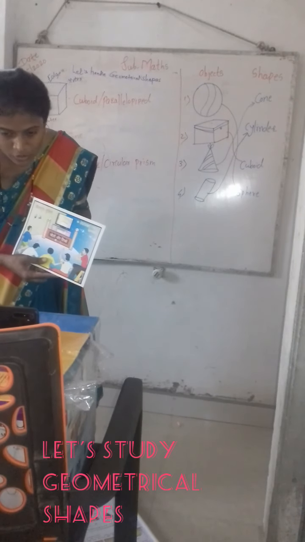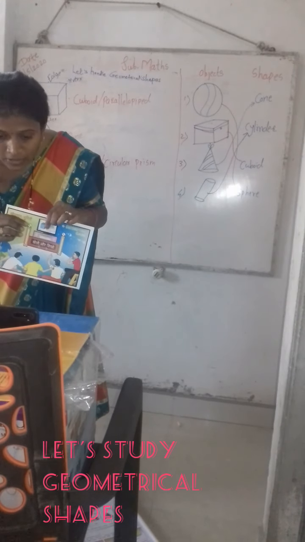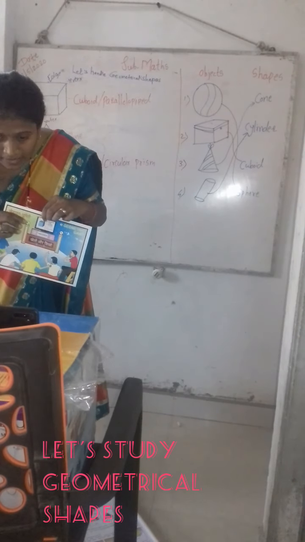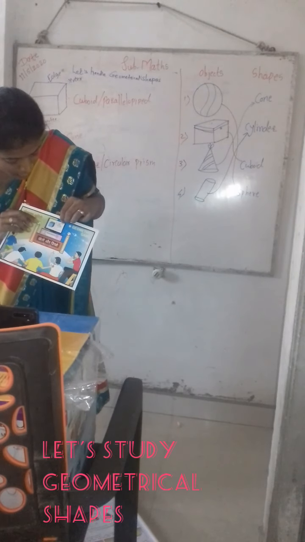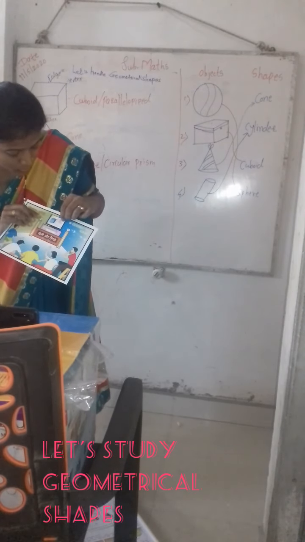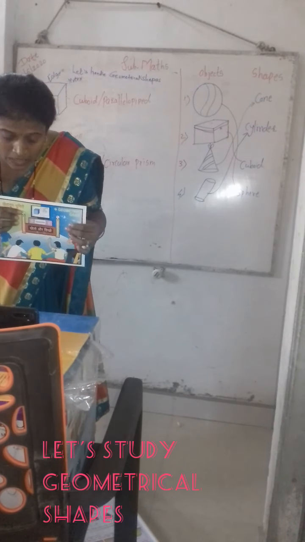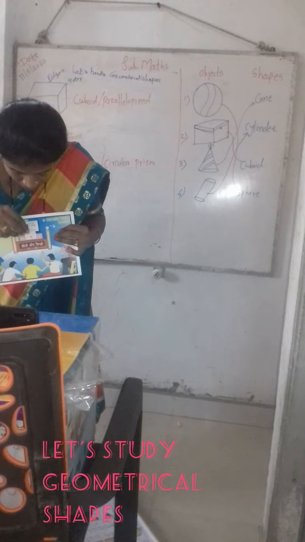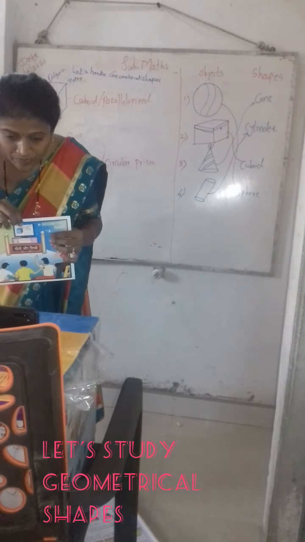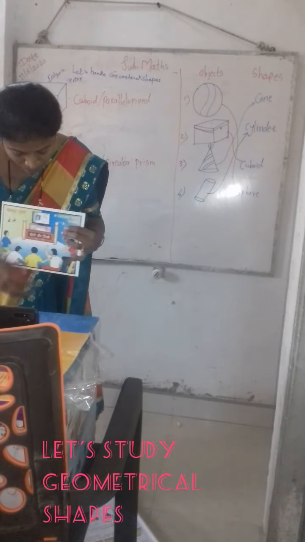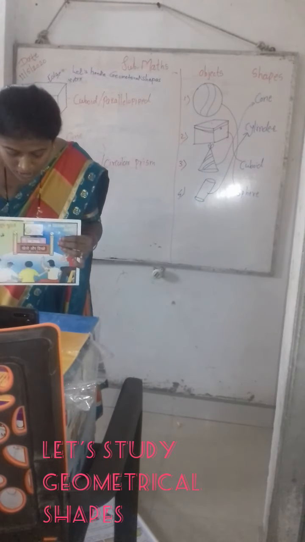Now, my second question is, what is the shape of this? Is it a cylinder? No. Is it a cube? It is a cuboid. Is it a square? Which shape is this? We will see. It is point B, means it is a cube. Our third figure is, which shape is this?